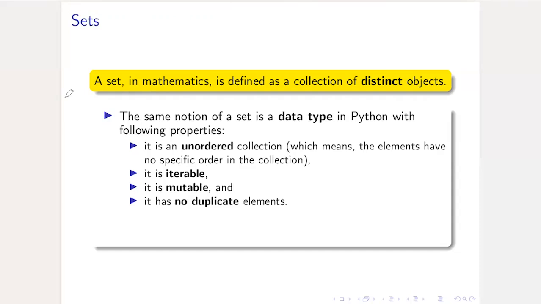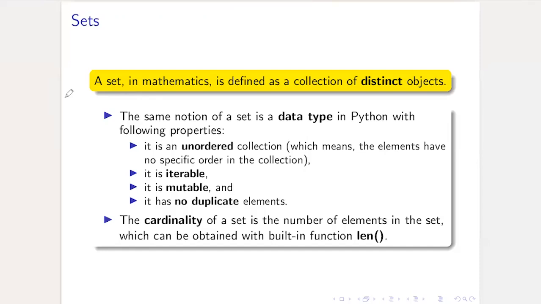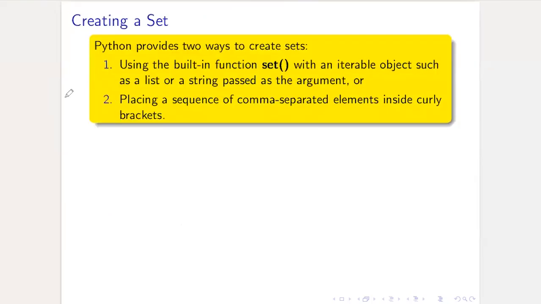Also, you can change the values in a set, similar to a list. And every value is unique. There are no duplicates. If you try to put a duplicate value into a set, nothing will happen. It won't get duplicated inside. The cardinality of a set is the number of elements in the set. We have a built-in function, len, that gives us the number of elements in the set. So how do we create a set?